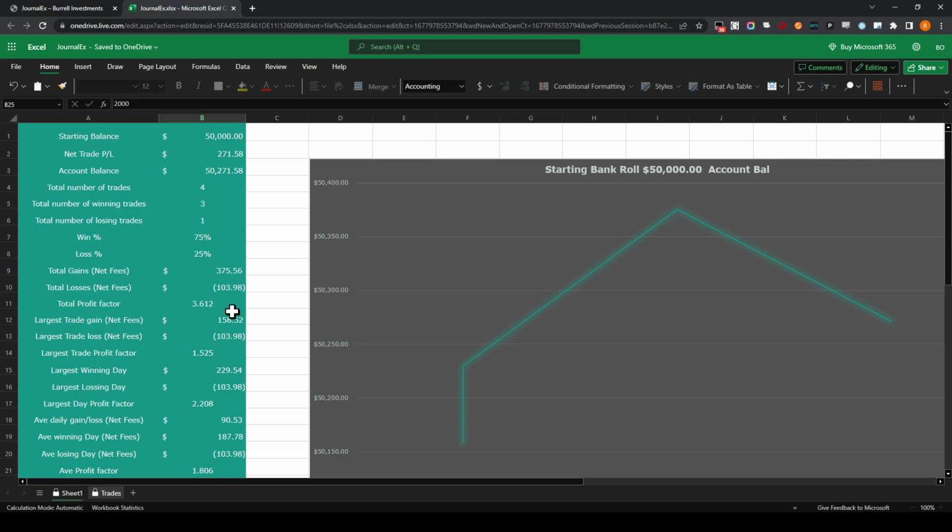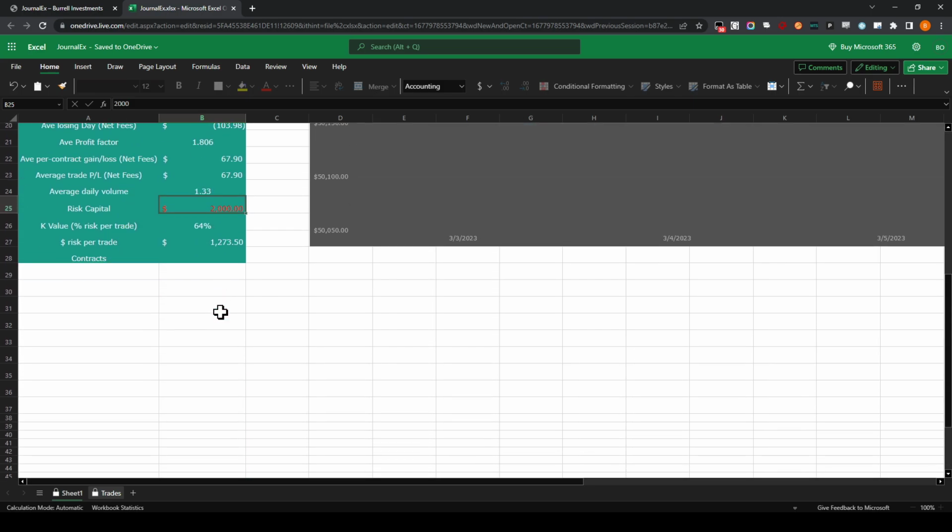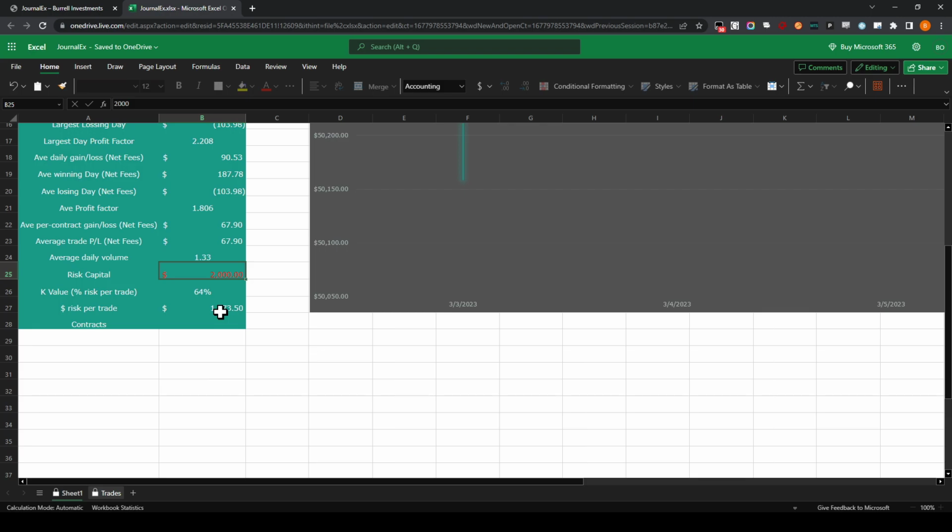Yeah, and something I want to add, if you scroll back down to the bottom part of this page, just looking at the amount you should risk based on your trades is really important.